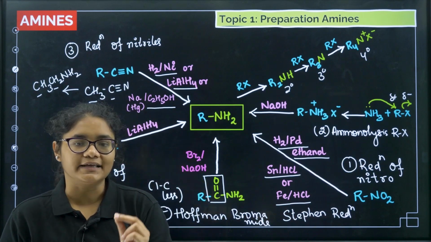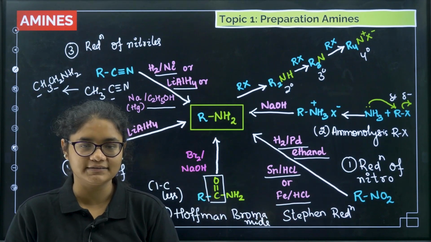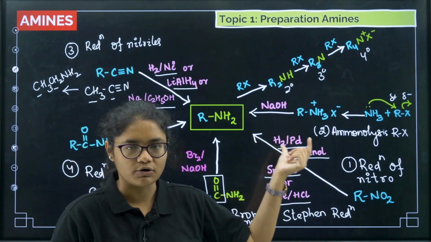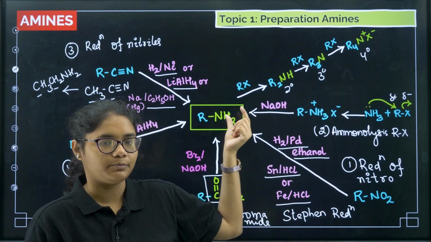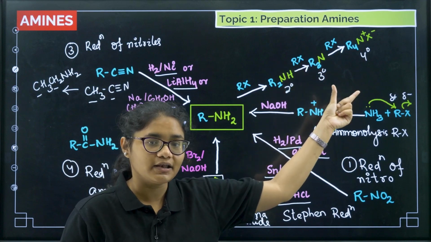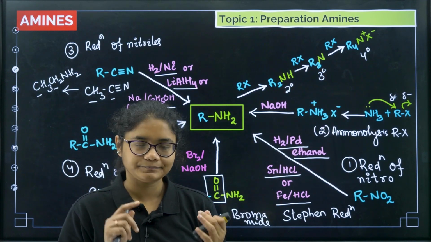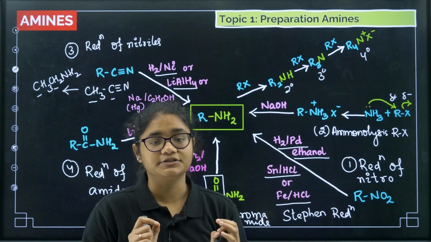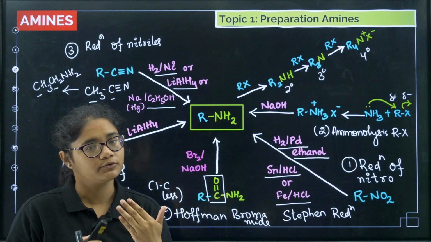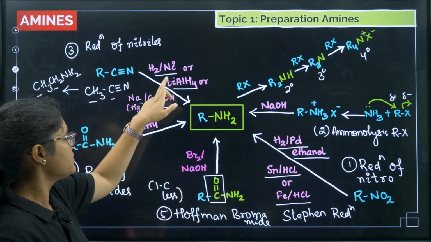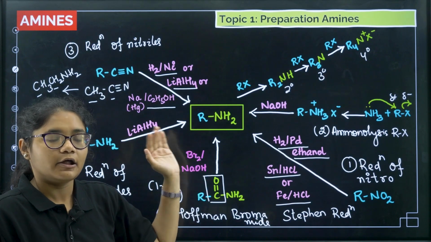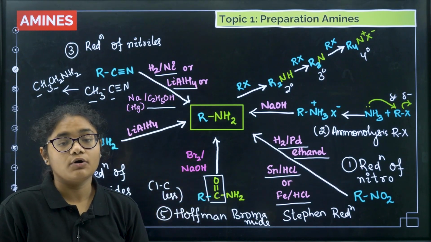Next, the second method is ammonolysis of haloalkanes. Here you just need to use any RX with ammonia. First there will be a salt formation, then you use NaOH, you will get primary amines, then you treat it with RX, you will get secondary amines, again RX, tertiary amines, again RX, you will get quaternary amines. Clear? Now coming to the third one, that is reduction of nitriles. Here also you can use three reagents: H2 palladium, or lithium aluminium hydride, or sodium amalgam in ethanol. Clear?